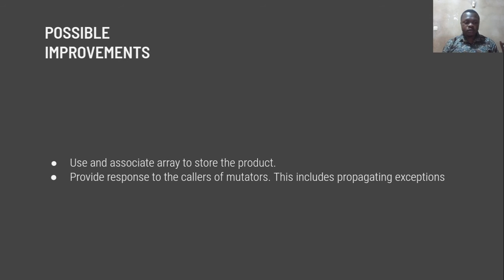So, possible improvements. We might use an associative array with the product ID that was added as a key. The reason I didn't do that was simply because I know migrating code and optimizing code is something that might include breaking changes. So rather than having to change the whole chain, from the users of this method, it is better to use something that existed and migrate the code incrementally. So provide response for callers of mutators.